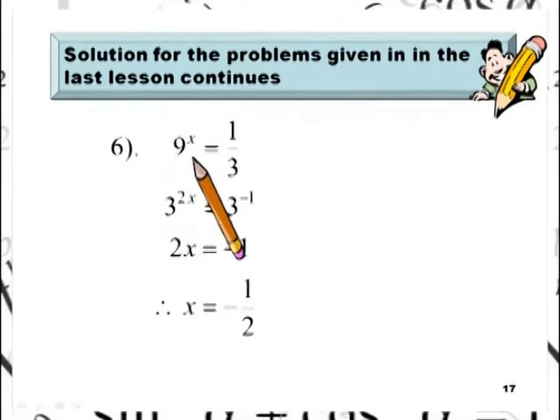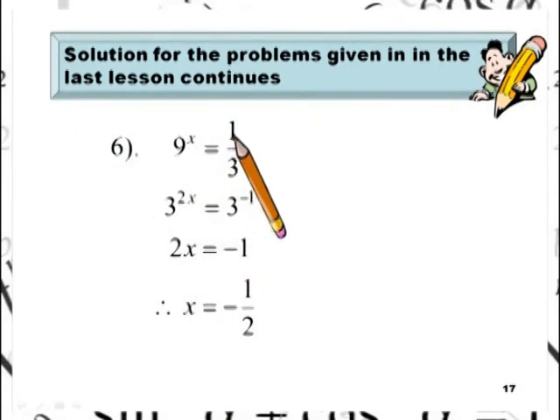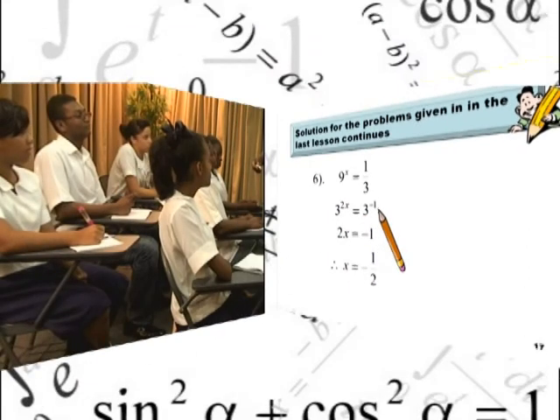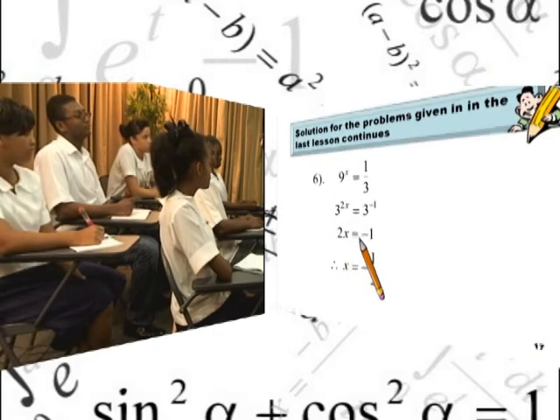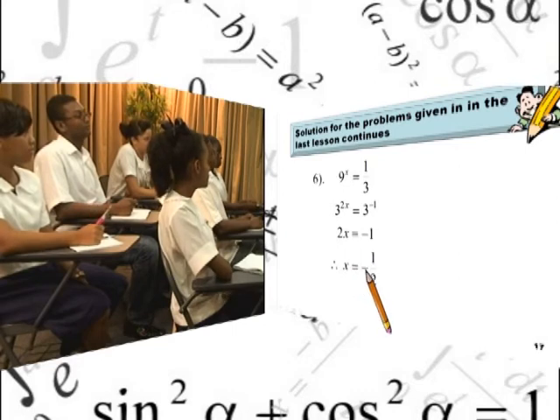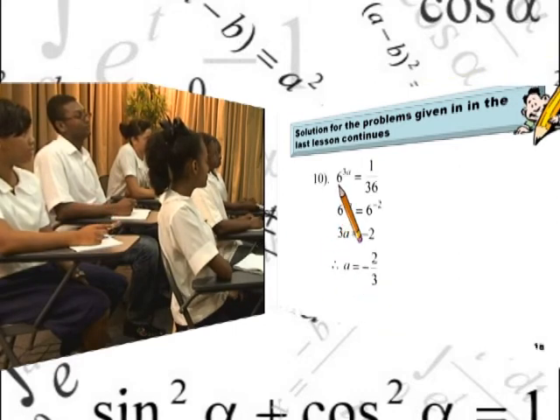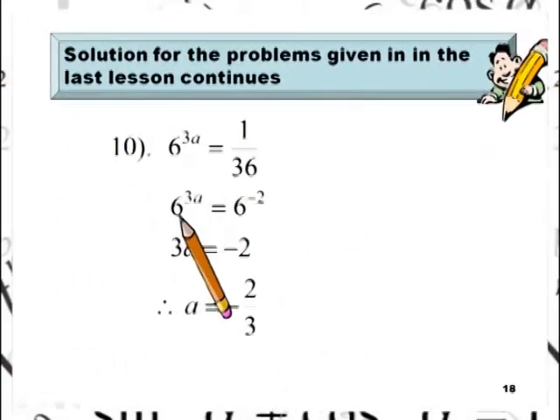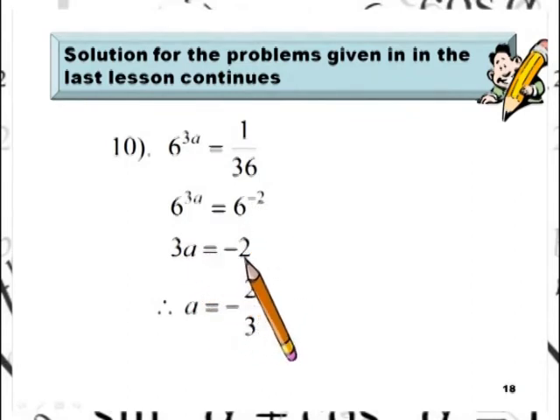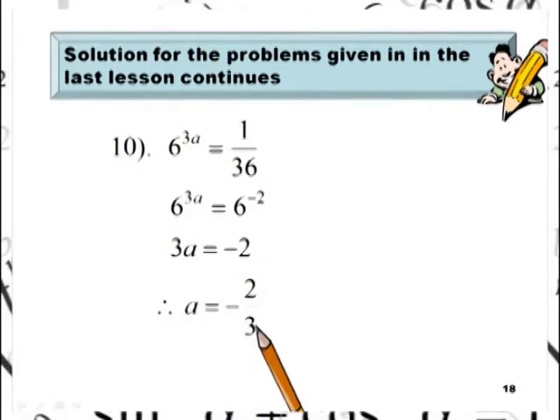Question 6, 9 to the x equals 1/3. 3 to the 2x equals 3 to the minus 1. 2x equals negative 1. Therefore, x is equal to negative 1/2. Question 10, 6 to the 3a equals 1/36. 6 to the 3a equals 6 to the negative 2. 3a equals negative 2. Therefore, a is equal to negative 2/3.